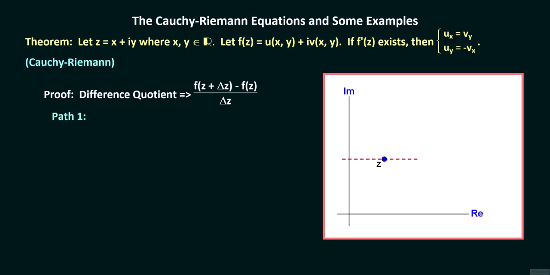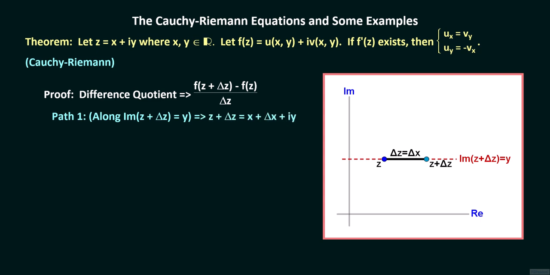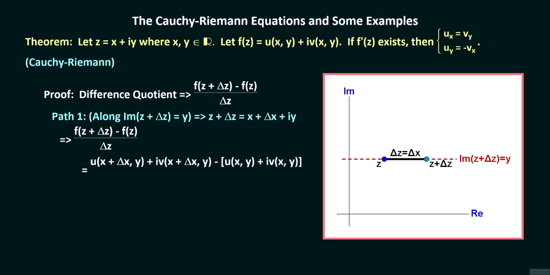Path number 1 is along the horizontal line where every complex number has the same imaginary part as z, and the imaginary part of z equals y. Therefore, along this path, delta z equals delta x, where delta x is some real number, and z plus delta z equals x plus delta x plus i times y. So the difference quotient becomes u of x plus delta x, y plus i times v of x plus delta x, y minus f of z, all over delta z, which is also delta x.